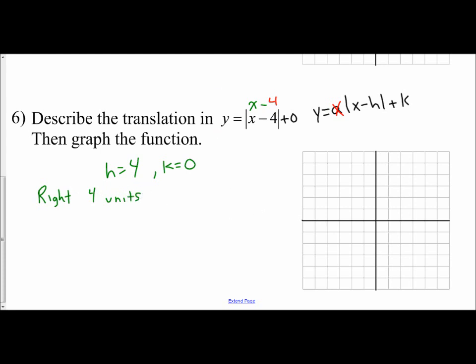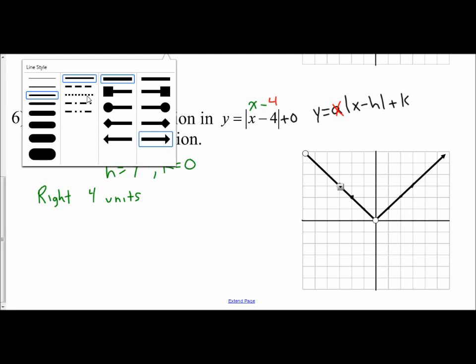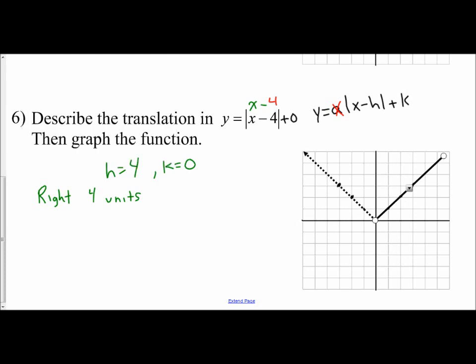So let's graph the original absolute value. So 0, 0, 1, 1, 2, 2, 3, 3. The absolute value of negative 1 is 1, the absolute value of negative 2 is 2, the absolute value of negative 3 is 3. And then we're just going to use our line from there. And as I've said before, and let me fix this, I'm going to use a dashed line for these. So let me change this to a dashed line.